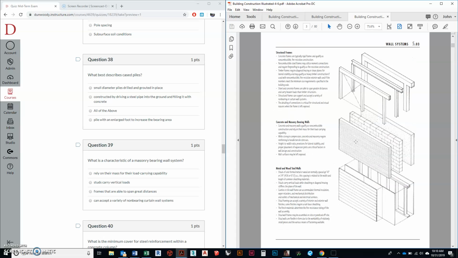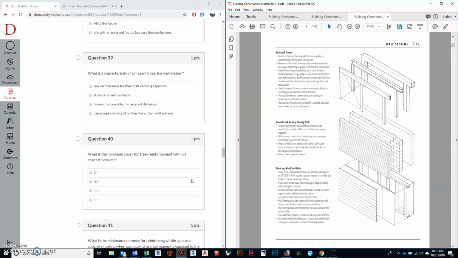In masonry, so here we have wall systems. Here is a masonry bearing wall. There are some of those factors. You can see what aligns and what is a true characteristic.